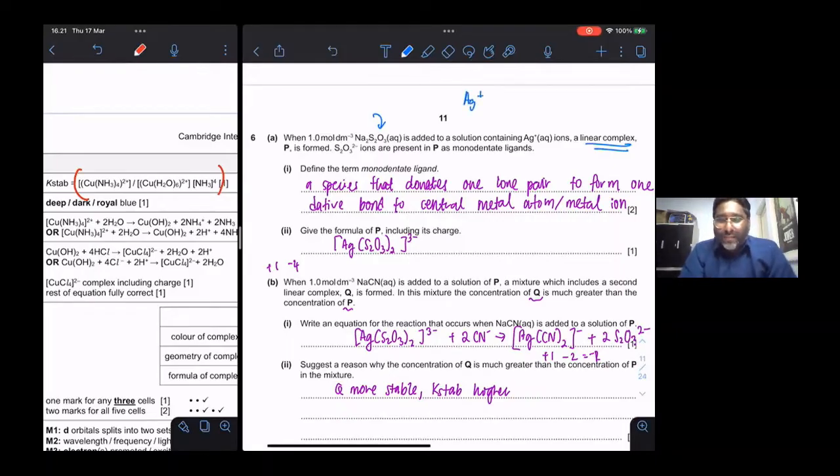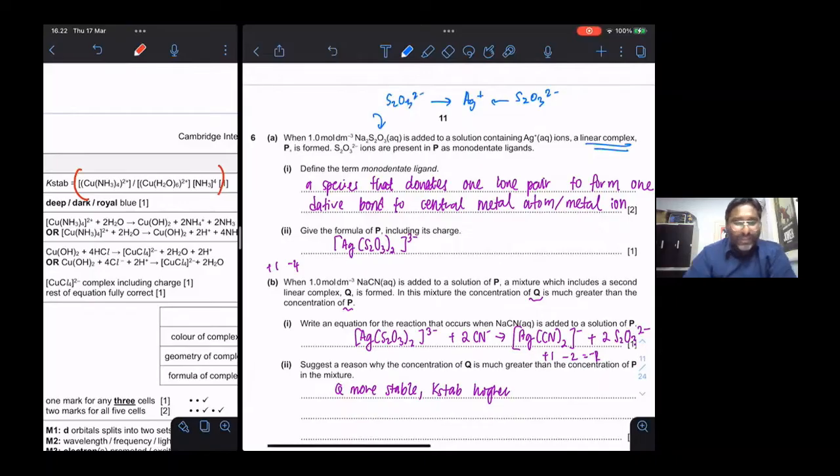So you know Ag+, how it can form a linear complex. It cannot just simply form a linear complex with only one ligand, right? In order to form a linear complex, you have to have 180 degrees. So you must actually have 2 coordinate bonding with 2 ligands. And you see that they mentioned that S2O3 2-, they are a monodentate ligand. So there will be 2 S2O3 2-.